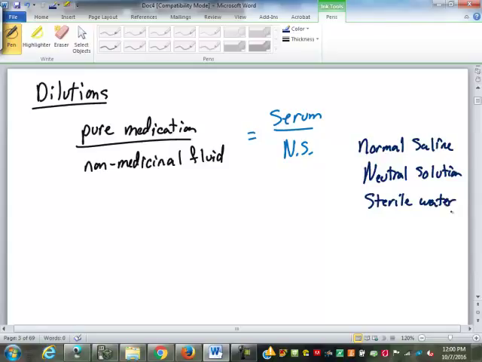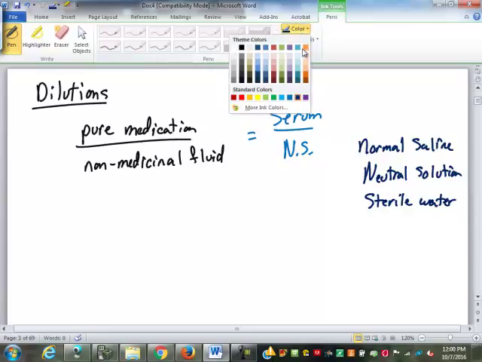Sterile water is just a medical grade fluid for dissolving the medication. It may or may not be pH balanced, pH controlled. The only difference between sterile water and normal saline is that sterile water may or may not be pH balanced. So anyway, that's one type of dilution. We're taking that pure medication and putting it into that fluid, the serum into the saline.